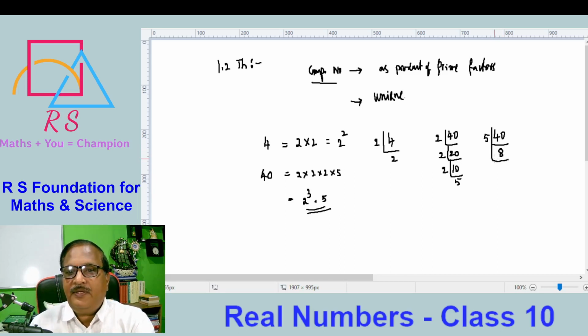Then here you should not take a 4. 4 is not a prime number. You should always take the prime number here, the prime number which divides the dividend. So 4, again 2. You do it in any way.